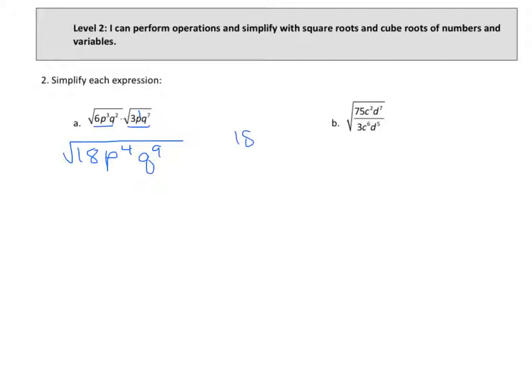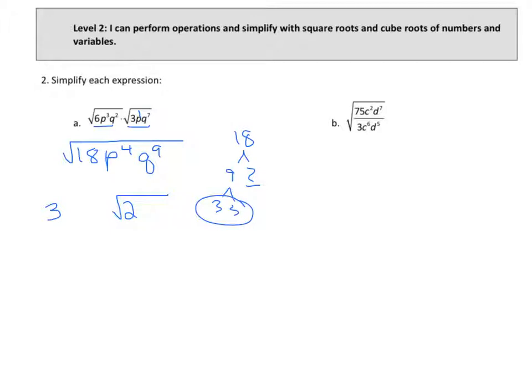So I'm going to make my factor tree for 18. That's 9 times 2, 3 times 3. So I have a pair of 3's and a 2 that's going to have to stay inside. So I take my 3 out to the front, I leave some space, and then I put my radical, and the 2 is going to stay on the inside.